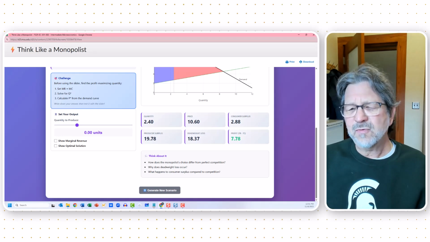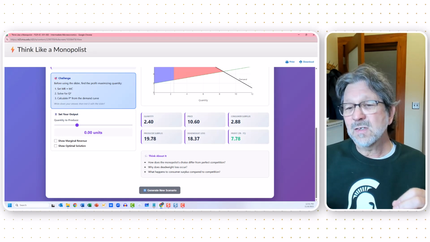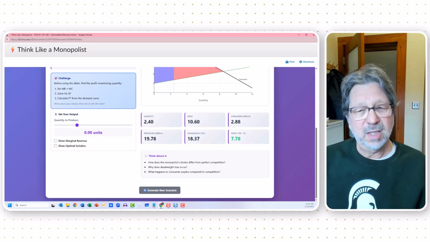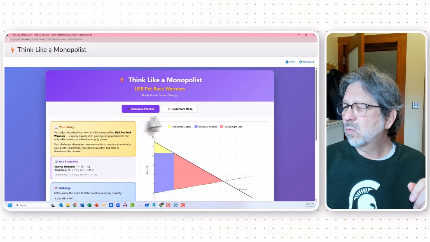And this isn't just for monopoly. I've built interactives for the entire class: supply and demand, consumer behavior, game theory, oligopoly, and more. But here's where it gets really innovative.